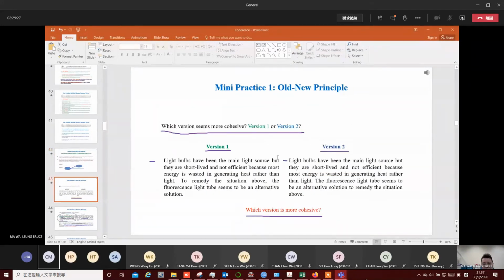Now, look at these two versions. Can you tell me which one is more connected? The ideas are more connected, in other words, more coherent. One or two? Can you put down your preference in the chat box, one or two? Anyone?